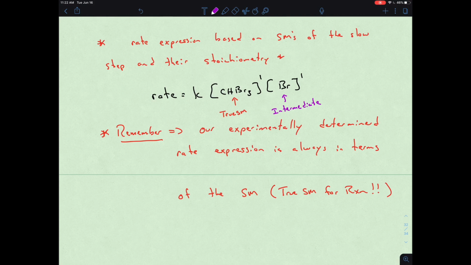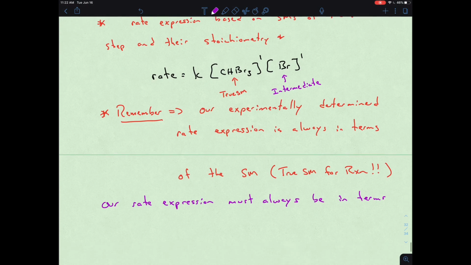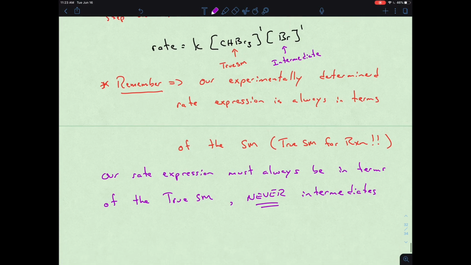So what this statement says is, it means that our rate expression must always be in terms of the true starting materials, never intermediates. So what does that mean? That means we then have to figure out where that intermediate comes from.